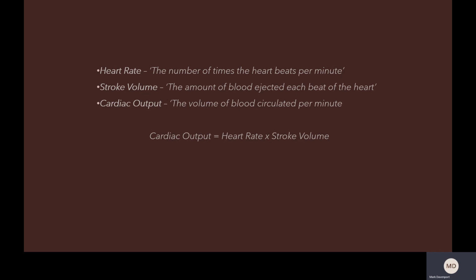Okay, so some key terms: heart rate. Hopefully you know that's the number of times a heart beats per minute. Stroke volume refers to the amount of blood ejected each beat of the heart. So every time it beats and blood is ejected from the heart, that's known as stroke volume. And then the cardiac output is the volume of blood circulated per minute. Cardiac output equals your heart rate times your stroke volume, and that gives you your cardiac output. So they're just some key terms for you to think about.